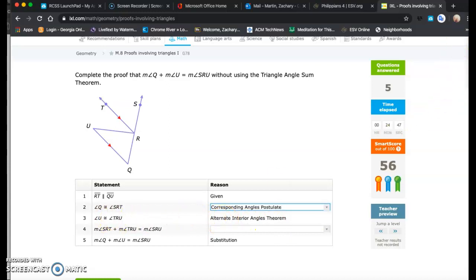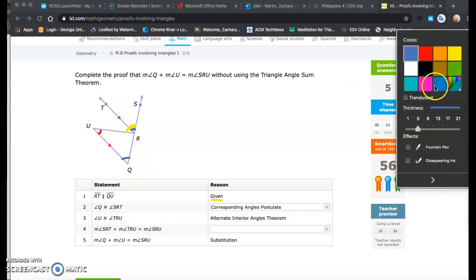Fantastic. Now, angle U is congruent to angle TRU. So here's TRU. Running out of colors. Let's see here. Green. So angle TRU, that's congruent to angle U. Well, that looks a lot like angles on opposite side of a transversal inside parallel lines. Alternate interior angles theorem. Fantastic.